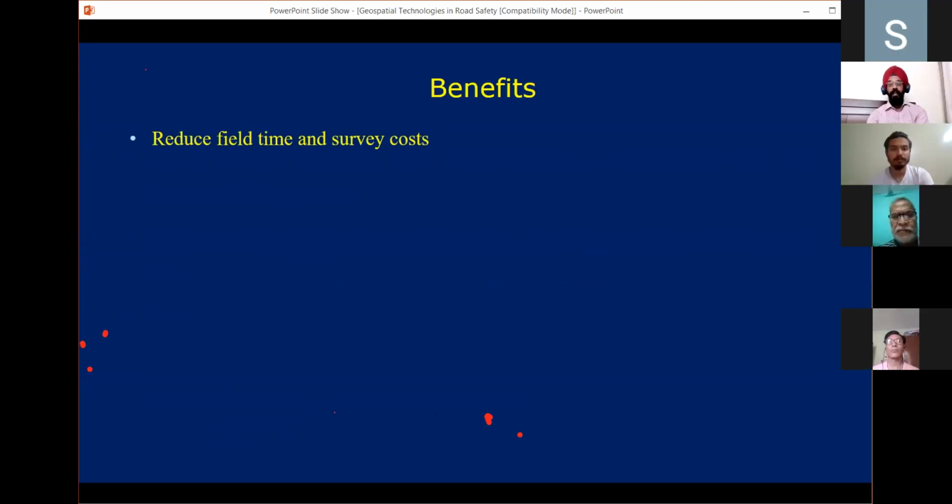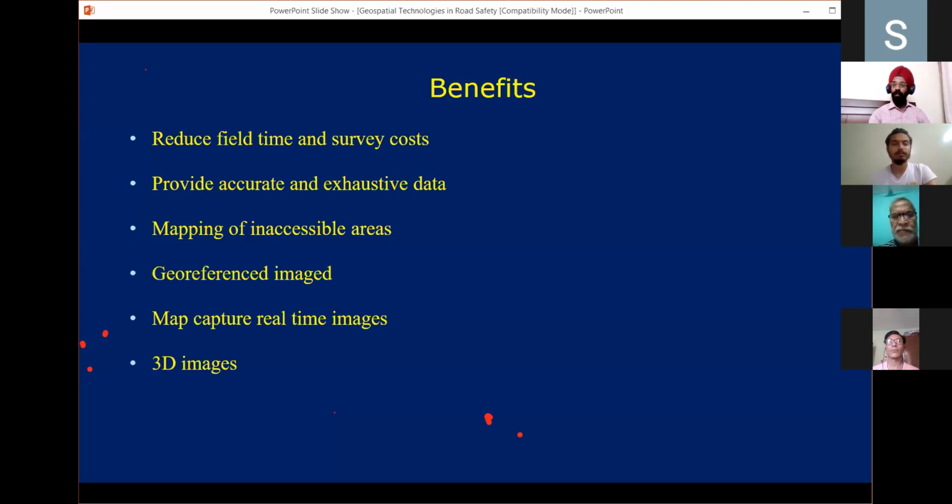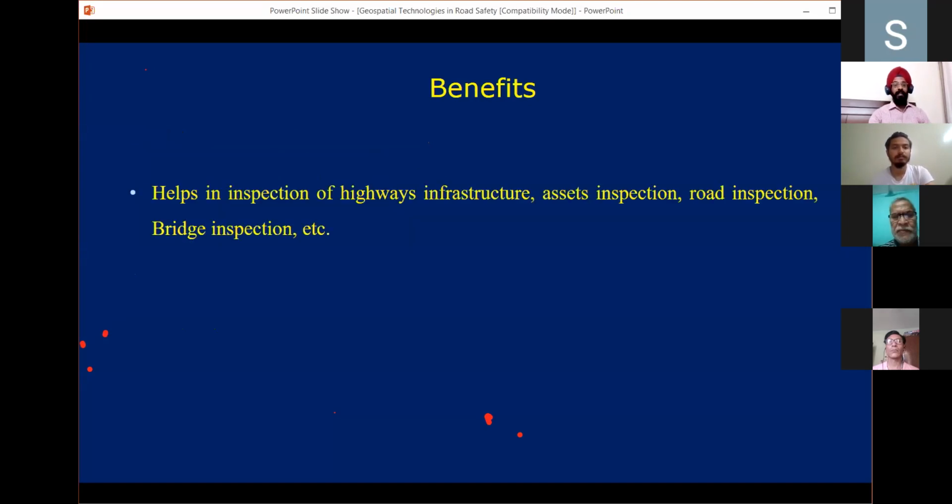I'm talking in terms of aerial photographs. They provide accurate and exhaustive data. Mapping of inaccessible areas: if I want to do a survey, maybe a road survey, but it is inaccessible, then I can use drones. We can have drone georeferenced images and may capture real-time images. It's very important, and I will show you one video of how a drone can be used for traffic purposes. 3D images. Some more benefits: it helps with intersections of highways, infrastructure, asset inspection, road inspection and bridge inspection. Drones are used extensively in highway projects in a number of ways.